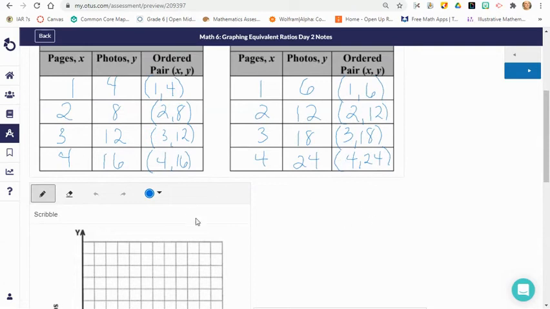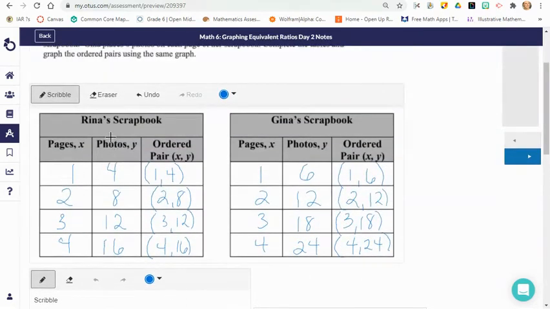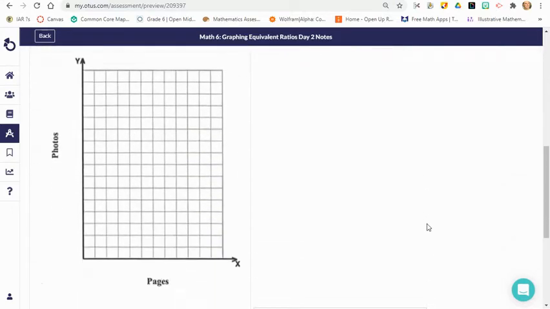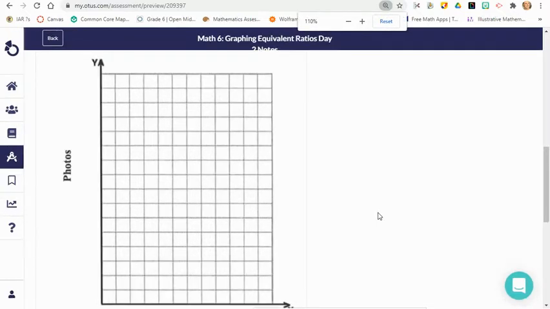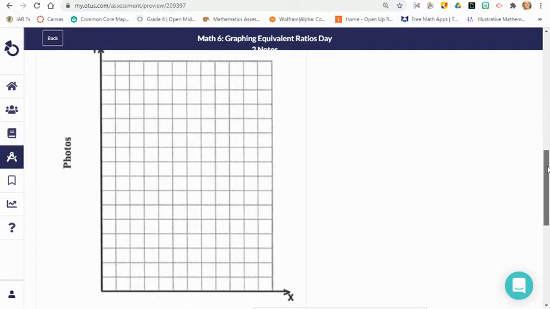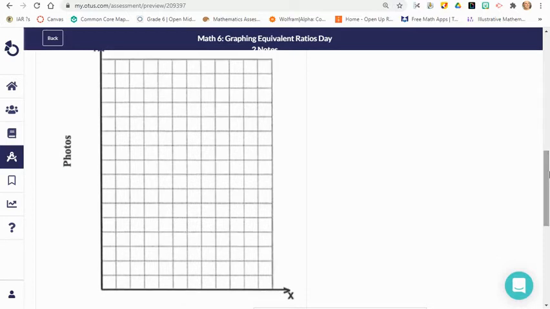So now I have to graph these points, and I'm actually going to graph both lines. So you can either do them the same color or you can do them different colors. It's up to you. To make it easier, you might want to hit Control and the plus sign on your Chromebook keyboard. It'll make your graph a little bigger, a little bit easier for you maybe to use.